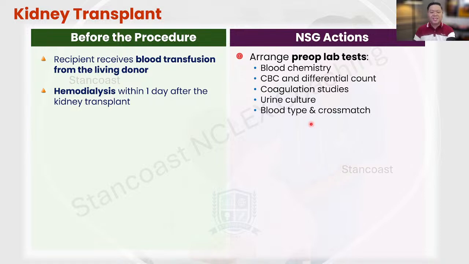Now, another is blood typing and cross-matching. Well, this is to help us out in confirming the compatibility between the donor and also the recipient, in order to reduce the risk of organ rejection.